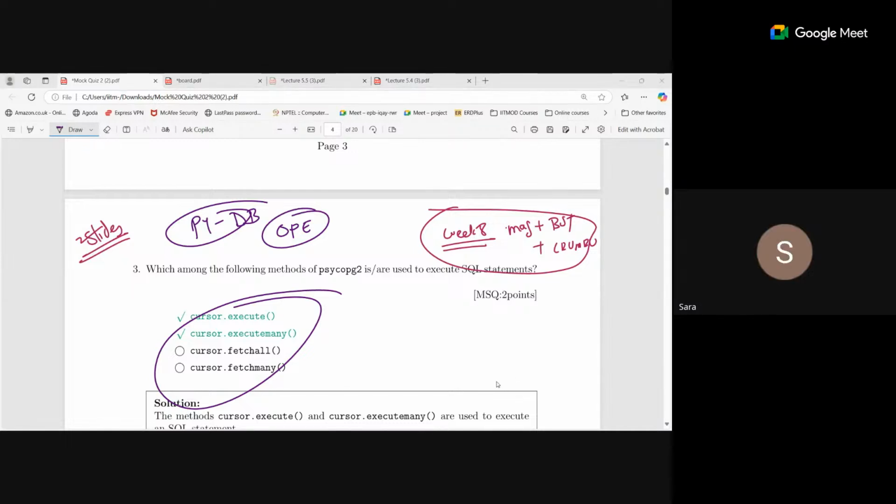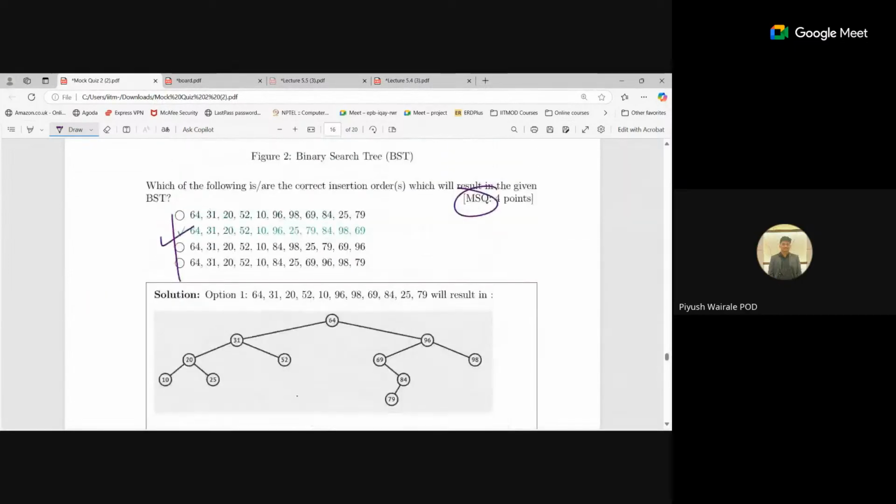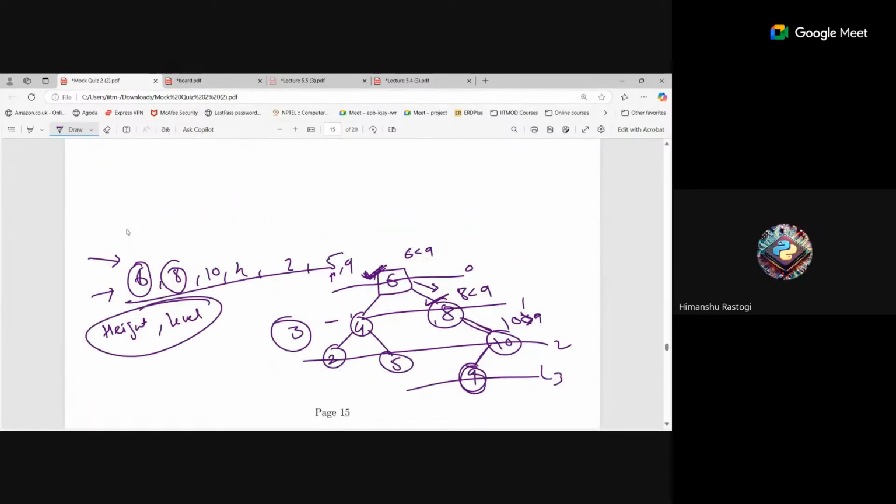Sir, what did you discuss after the multi-value dependency? After that, week 7. No, not big, just go to the slides. I just discussed the binary search tree, one simple concept. Okay, that is okay. Thank you, sir.